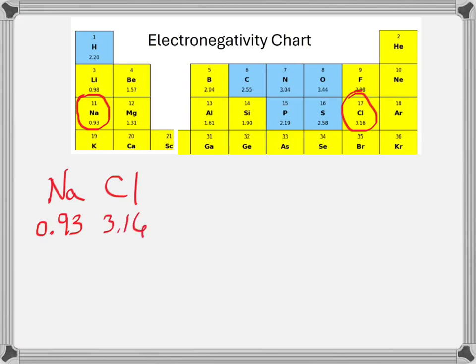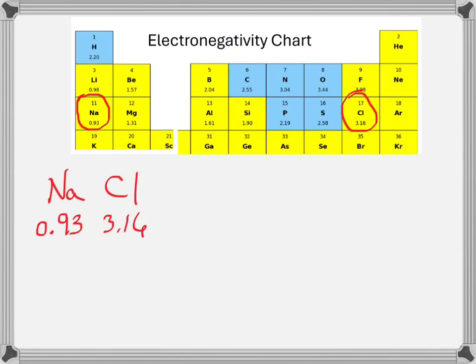Now, for our discussion, it doesn't really matter what those numbers mean empirically, like what does 3.16 really mean. What we care about here is this is going to tell you how well they attract electrons to them, how many of them they'll take. The bigger the number, the stronger the attraction of those electrons.